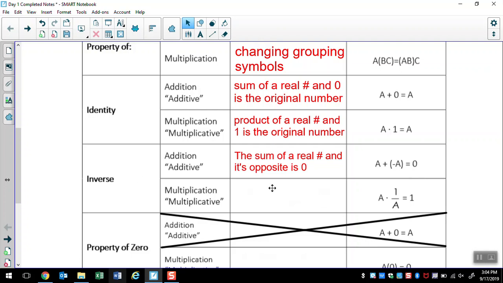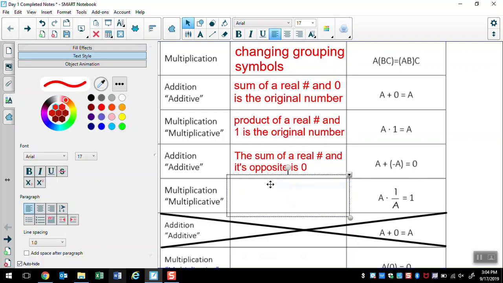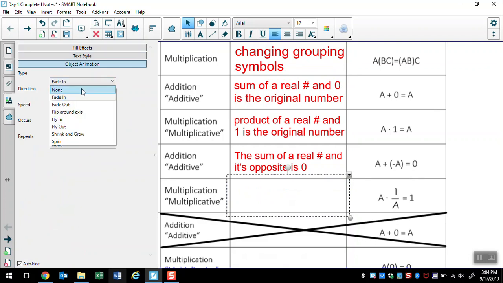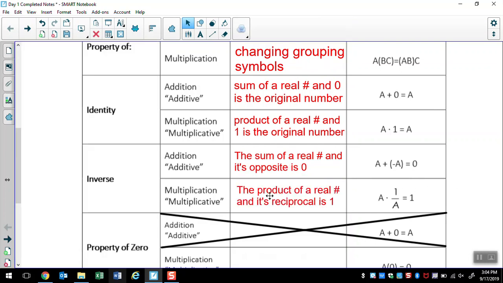Multiplicative inverse. In this case, we are talking about the product of a real number and its reciprocal. So reciprocal is where we take a fraction and we flip it. If I have A, that's the same as saying A over 1. I can flip that over and get 1 over A. If I multiply those reciprocals together, it's always going to equal 1.